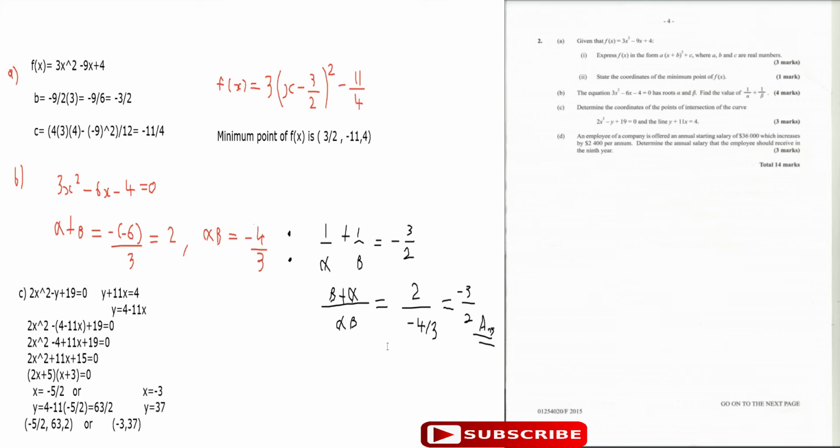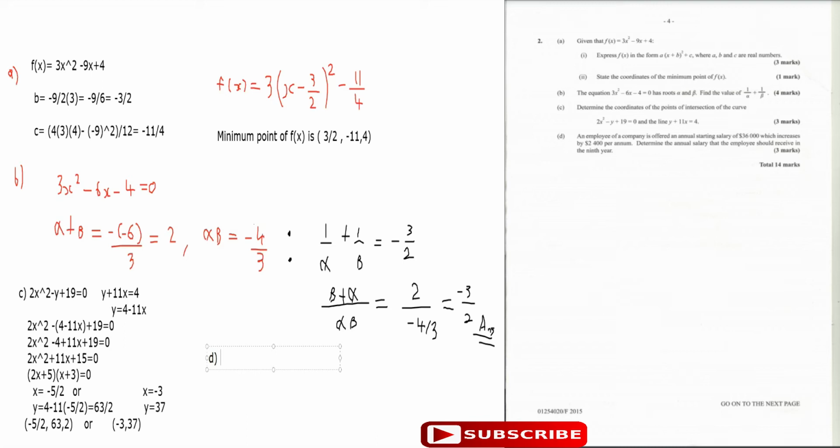Nice and easy. Now part D. Let's see if we can fit part D down here. Part D is telling us that an employee of a company is offered an annual starting salary of $36,000, which increases $2,400 per annum. Determine the annual salary that employee should receive in the 9th year.